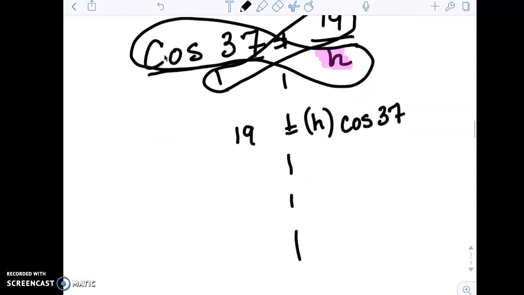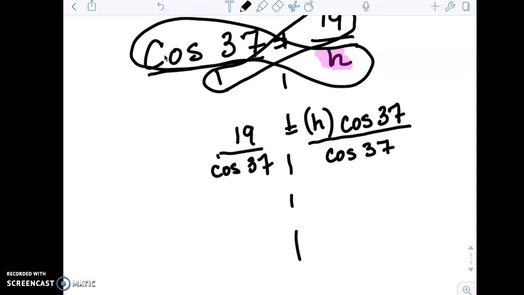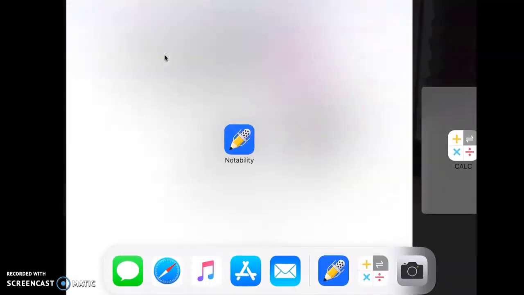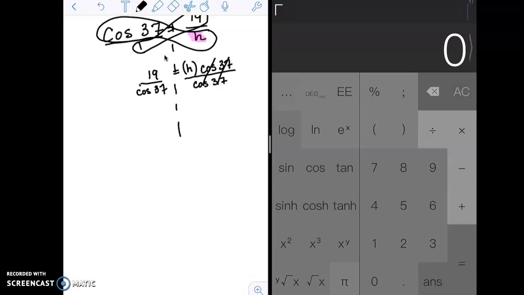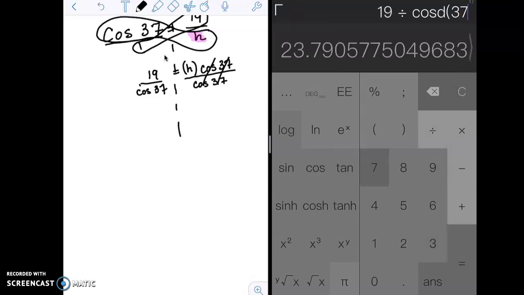Now remember, the whole point of solving for a variable is that you get the variable alone. Therefore, I have to divide both sides by cosine 37, which we know is just a number. Cosine 37 isn't anything mystical. It is simply a number that we find with our calculator. These values go away, and then I can just use my calculator. Remember, is this regular cosine or find an angle cosine? This is regular cosine. So in my calculator, I'm going to type 19 divided by cosine 37.